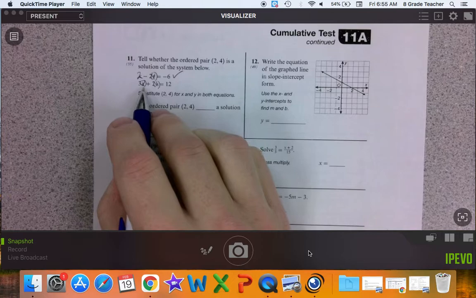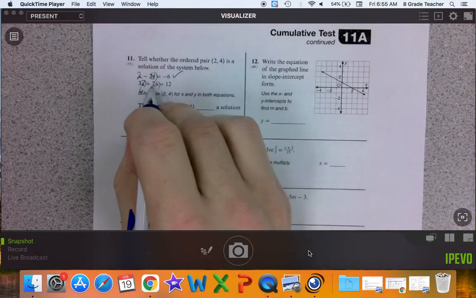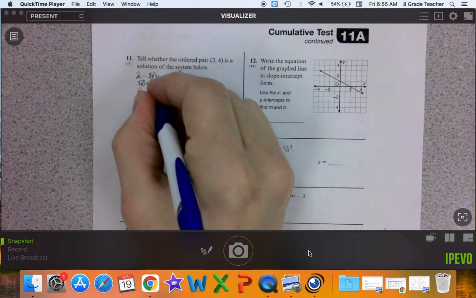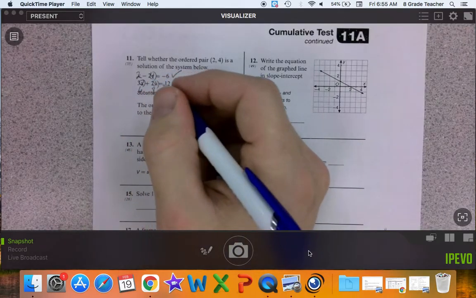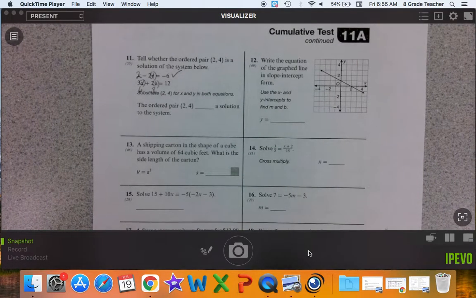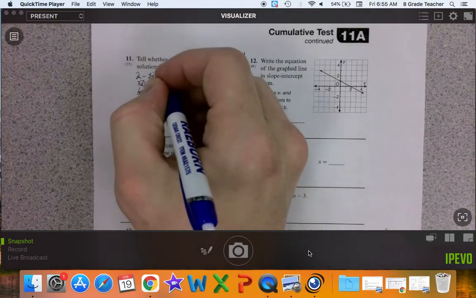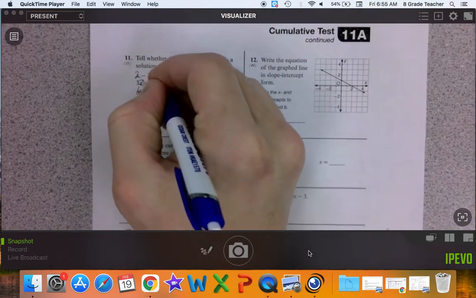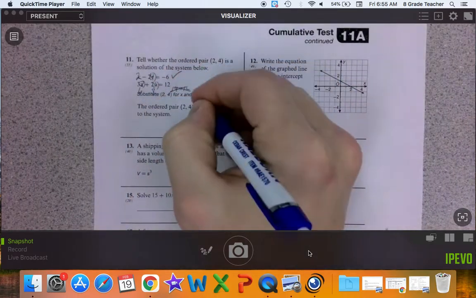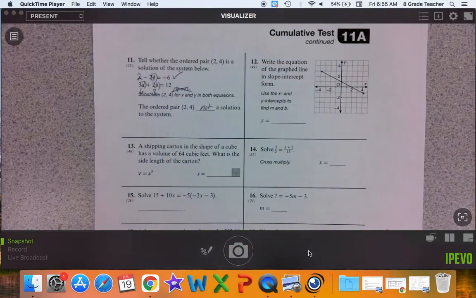So you've got 3 times 2, which equals 6. You've got 2 times 4, which equals 8. And in this example, 3 plus 2 is 6. 2 times 4 is 8. 6 plus 8 does not equal 12. 6 plus 8 is going to give me 14. So here's what that would look like. 14 equals 12. That does not work.